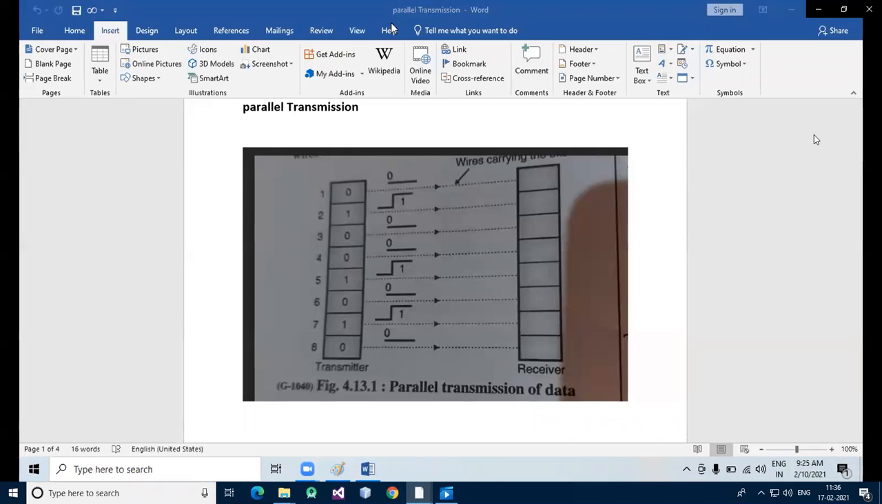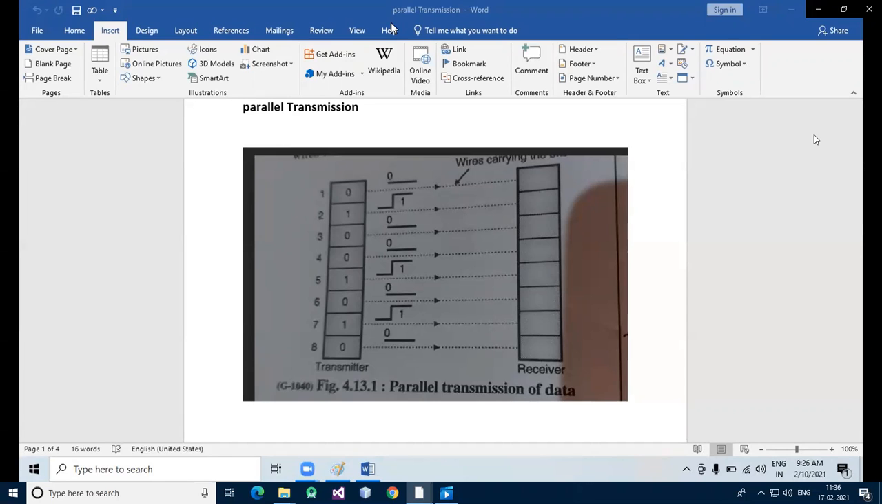Okay, so parallel transmission is possible practically only if the two devices are close to each other, due to the length and the number of wires required. For example, parallel transmission takes place between a computer and its printer.